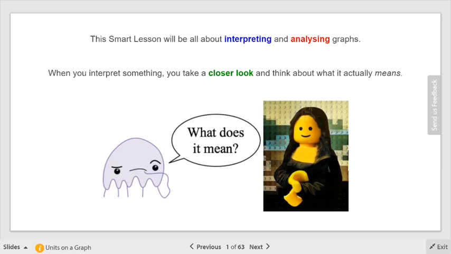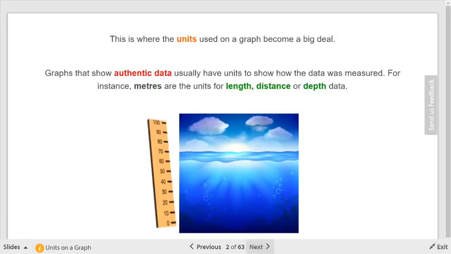So interpreting and analyzing graphs are one of the reasons why we spend so much time working in this area, okay? So when you interpret something, you're going to take a closer look at what it actually means. What does a graph mean? Because so far all we have is a line on a piece of paper, right? Well, we want to talk about what they mean and how we can use that information.